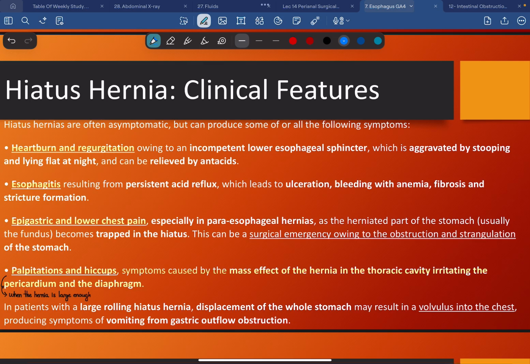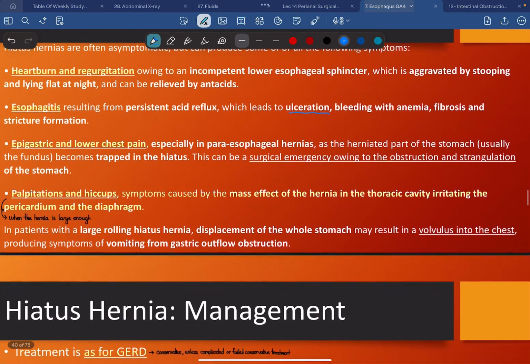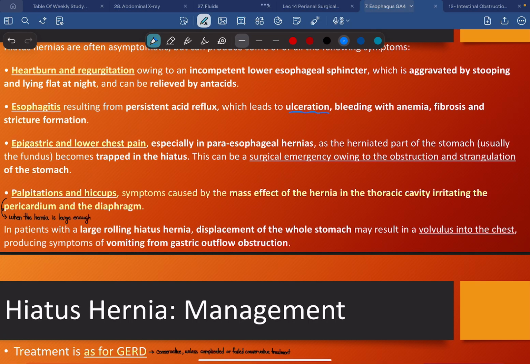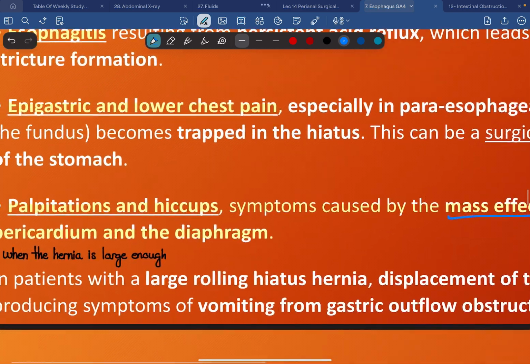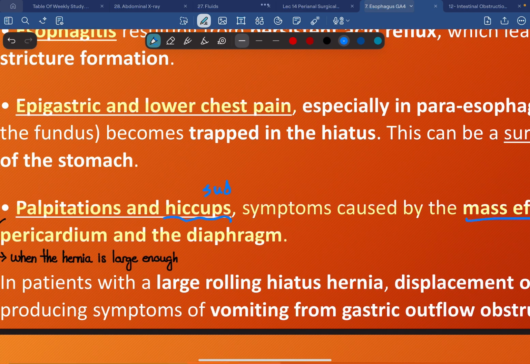Esophagitis, if untreated, will progress to ulceration, which might bleed, and if not treated, it might lead to stricture formation. Epigastric pain, lower chest pain, palpitation and hiccups result from the pressure effect of this sliding hernia on the thoracic organs. So pressure on the heart may precipitate palpitation, and on the diaphragm precipitate hiccups. Hiccups is a sudden contraction of the diaphragm, which might be very distressing sometimes if it is unresolving.